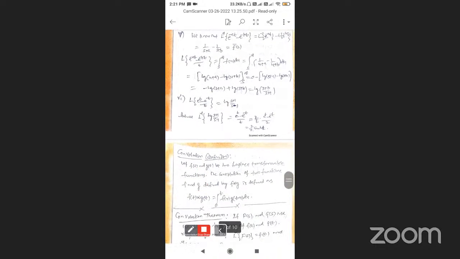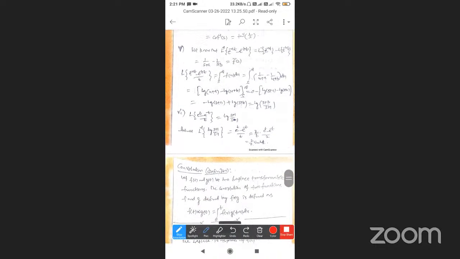So next is the fifth problem in the SAQ. Now, once again, find the Laplace transform of (e power of minus at minus e power of minus bt) by t. Actually, the question is: find out the Laplace transform of (e power of minus at minus e power of minus bt) by t.